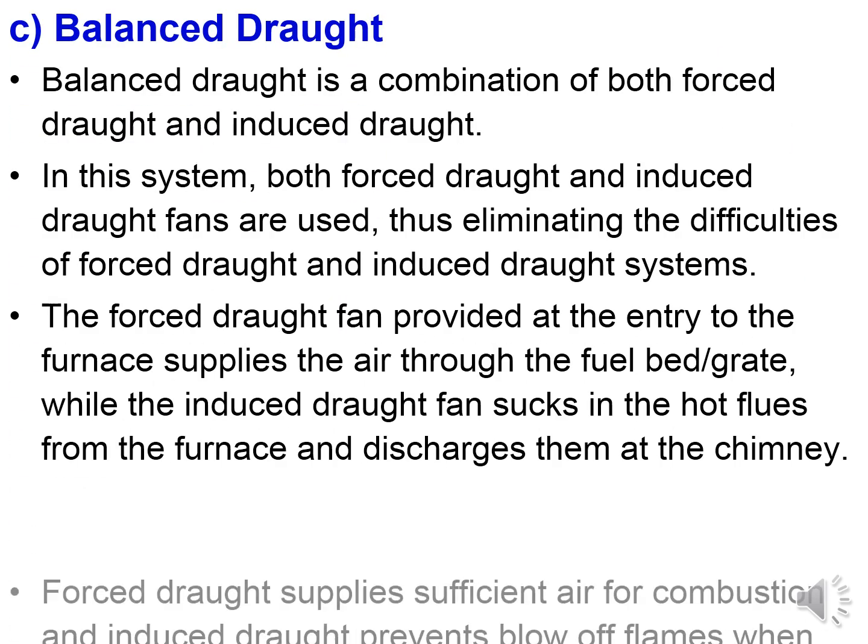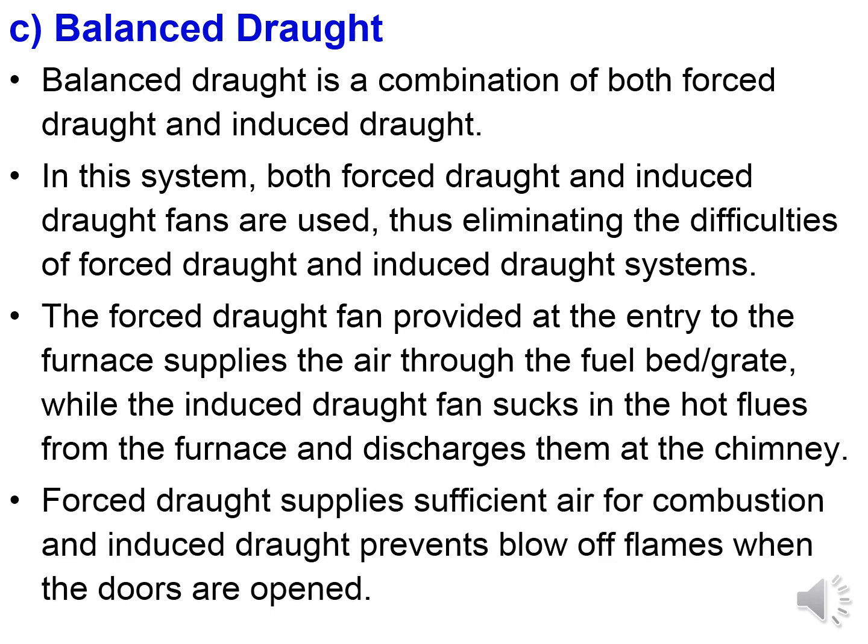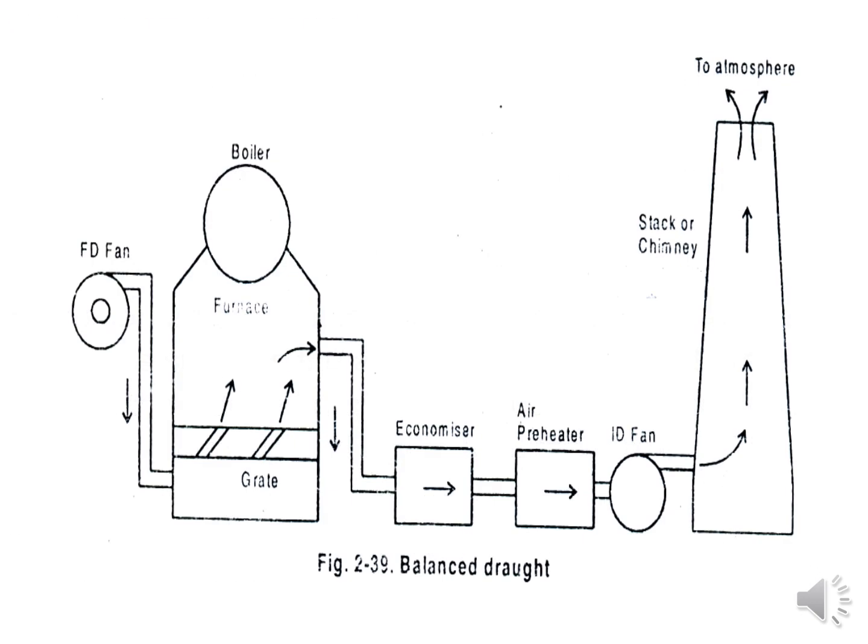Next is balanced draft. See here, balanced draft: one FD fan is there, one ID fan is there, both are situated and it will work, so it is called balanced draft. Suppose only an FD fan is there, no ID fan, it is called forced draft. Only an ID fan, no FD fan, it is called induced draft. If both are available, it is called balanced draft.